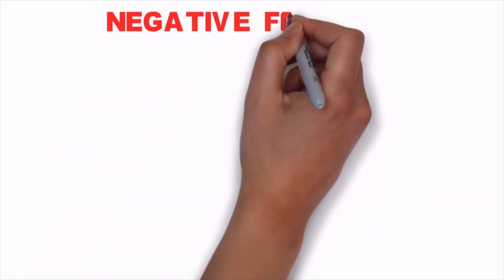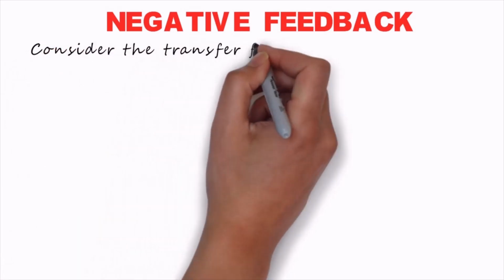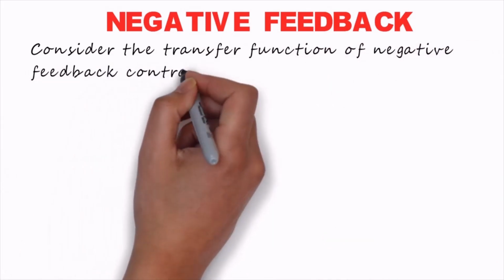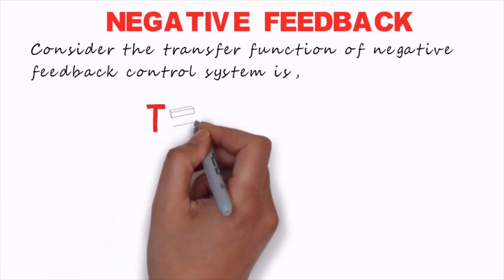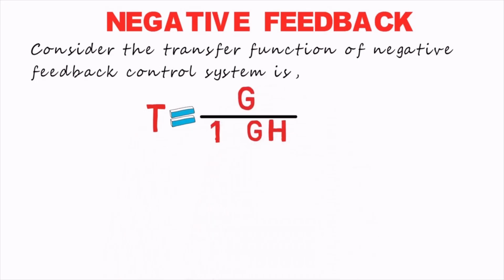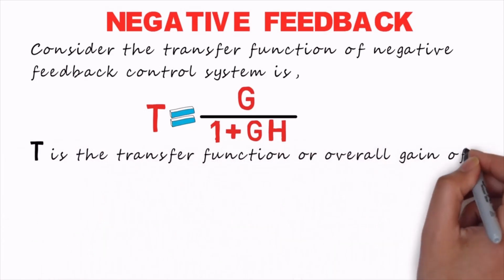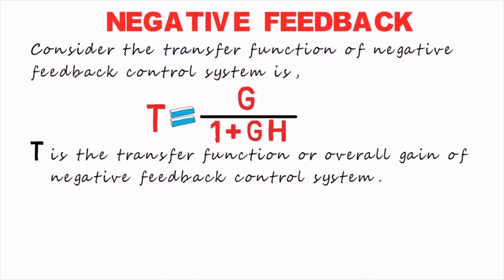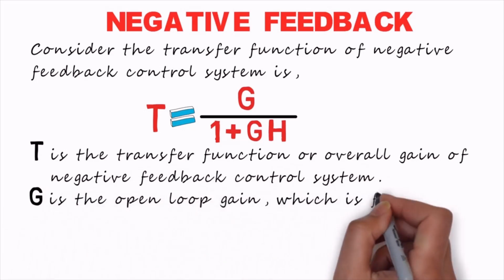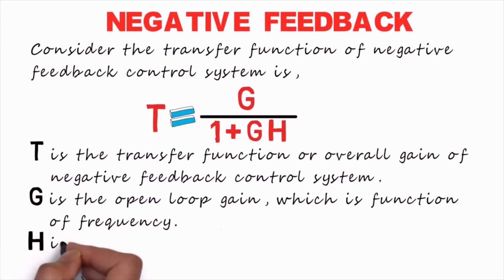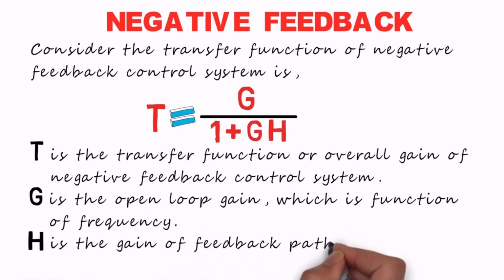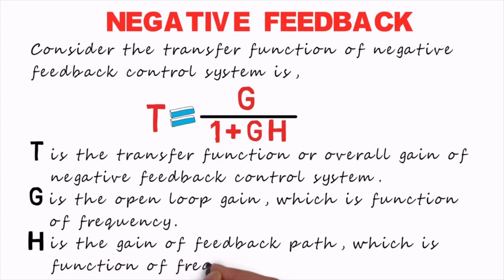Earlier we saw the transfer function of the positive feedback control system, that is T equals G upon 1 minus GH, whereas the transfer function of the negative feedback control system is T equals G upon 1 plus GH. Here T is the transfer function or overall gain of the negative feedback control system. G is the open loop gain, which is a function of frequency, and H is the gain of the feedback path, which is again a function of frequency.